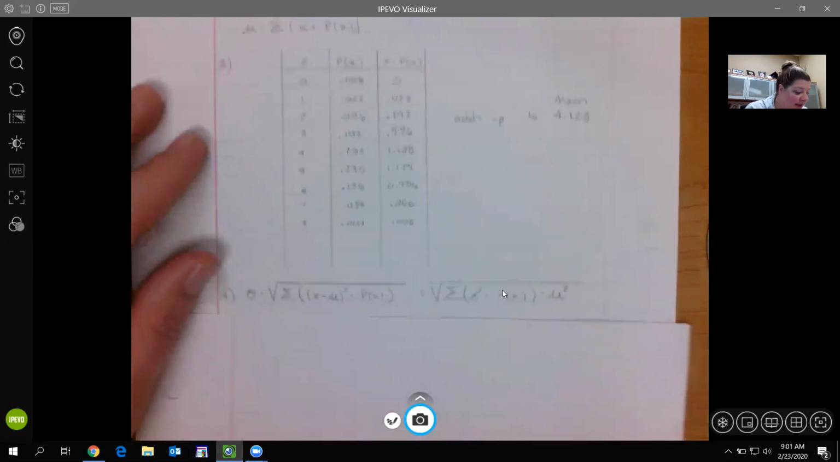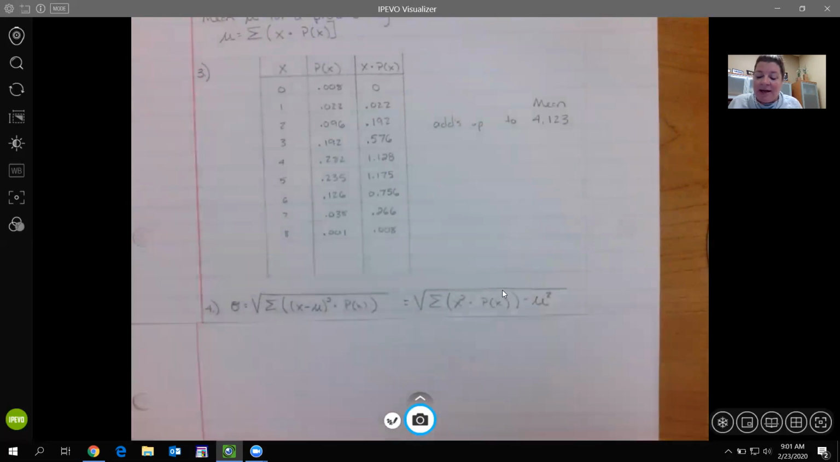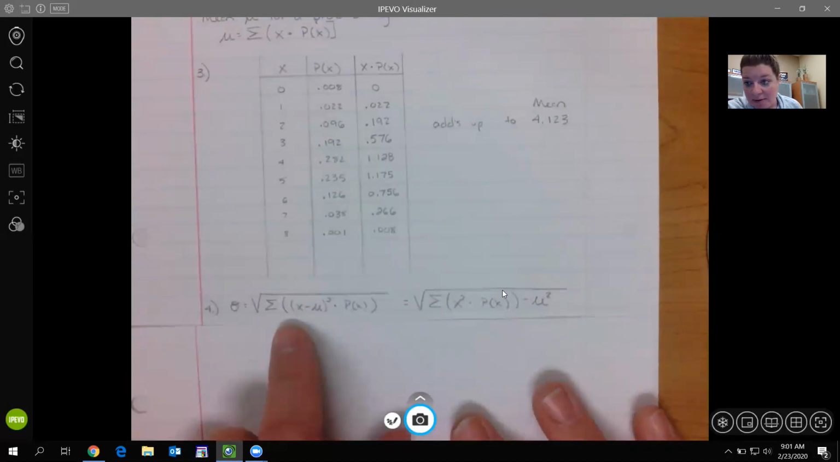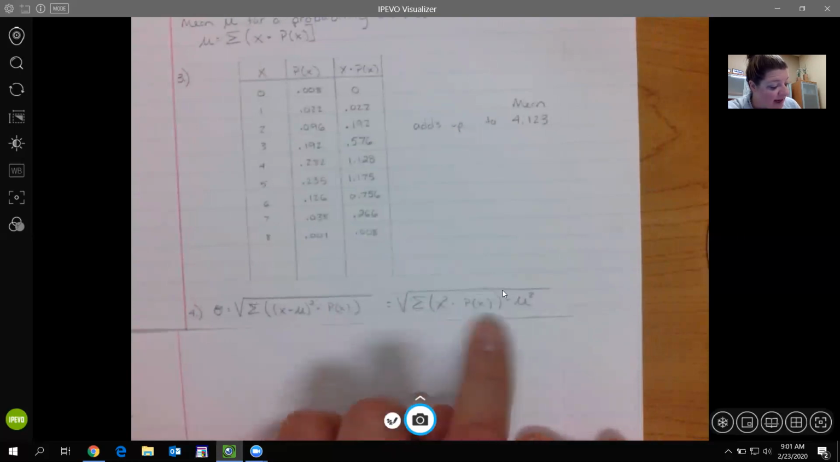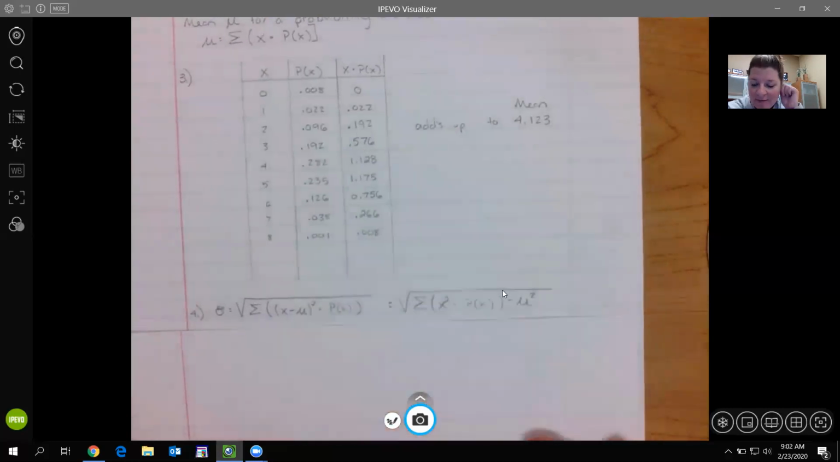The next thing you might be asked is, what is the standard deviation? So how spread out is my data? Remember, standard deviation is just a way to see how spread out the data is, like range. And so we're in here, and it's telling us now a little bit different. You're going to take the square root of adding up x minus the mean, squared, times p. Or you can add up x squared times p and subtract the mean squared. These both get you the right answer.